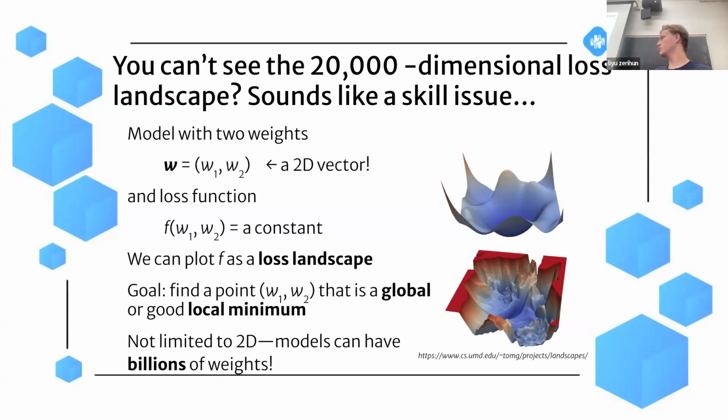aka what is the combination of W1 and W2, aka our weights, such that we are minimizing the loss of the model or maximizing its modes.